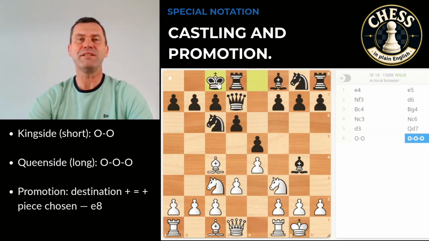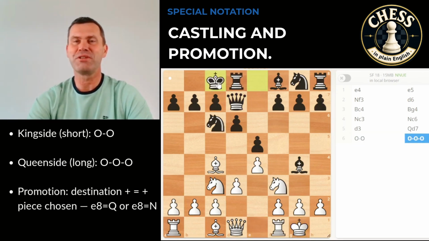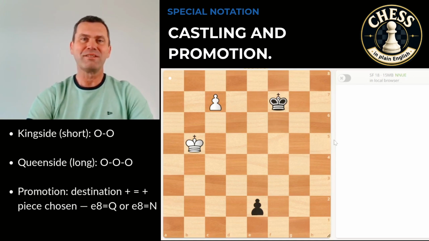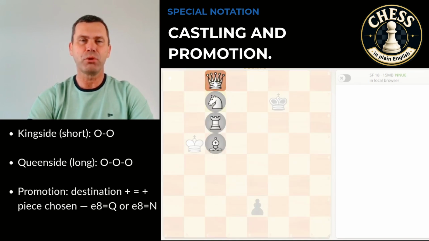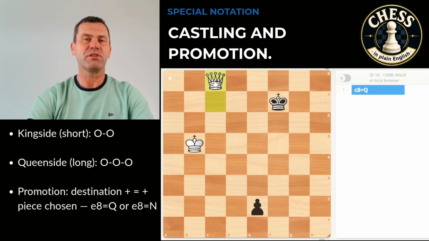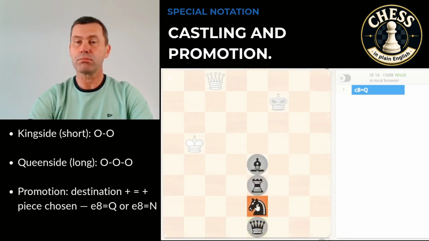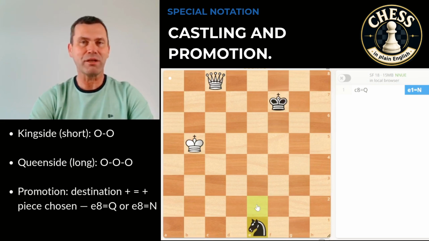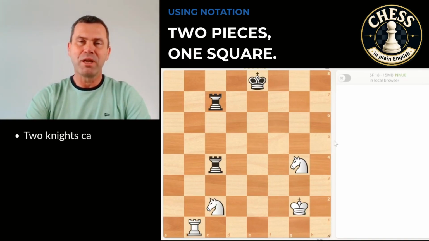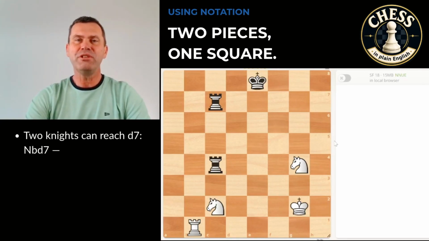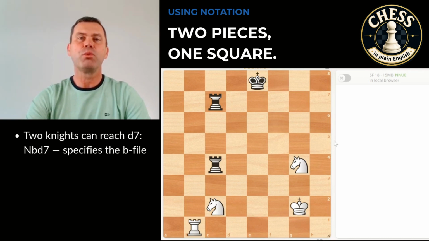Queenside castling is written as 0-0-0. A pawn promotion is written as the move, equal sign, and the piece to which it is promoted. So what we have here is c8 equals q for queen, or e1 equals n for knight, so promotion to knight. When two pieces of the same type can move to a single square, you need to make it very clear which piece has moved.